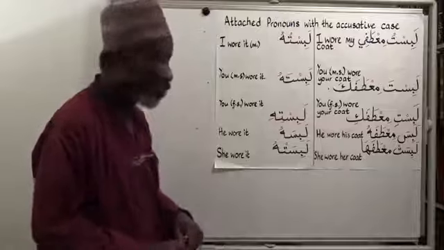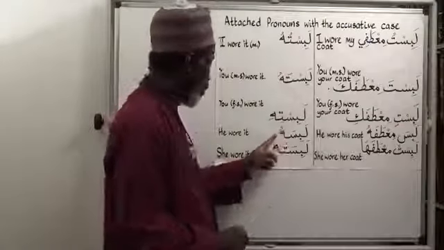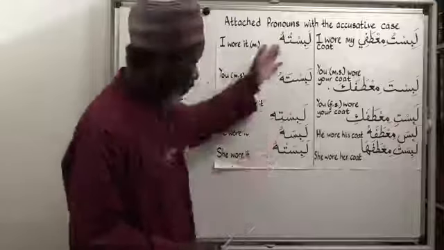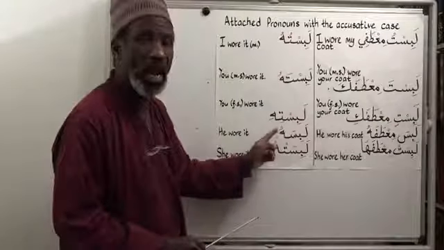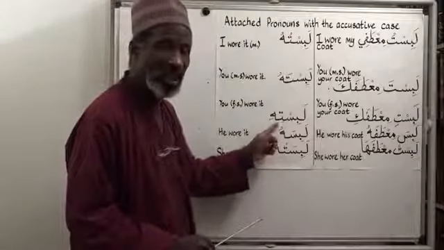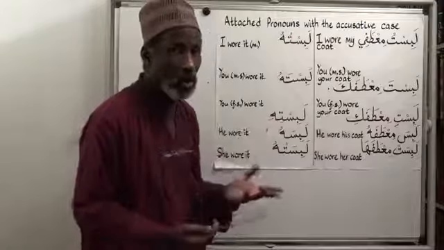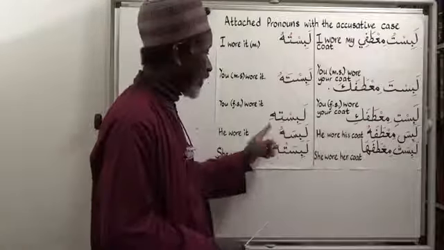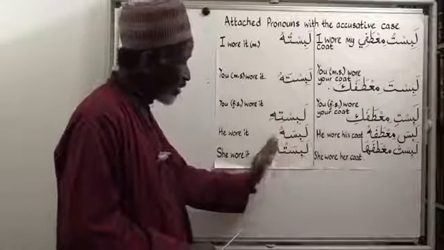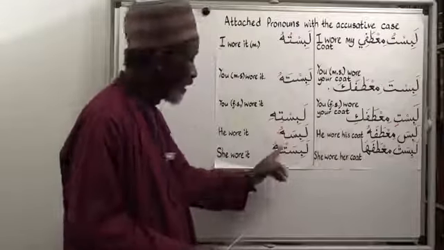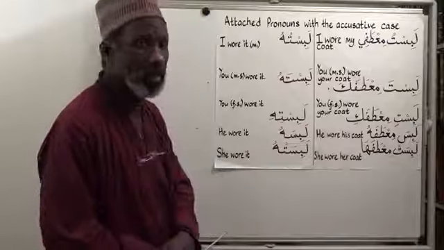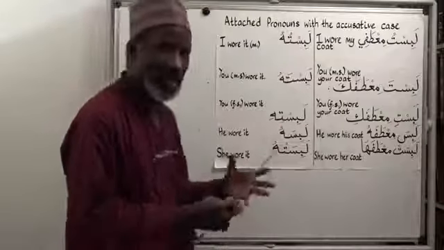I think we did that before. Here, labisahu, he wore it. That's in line with the rules, meaning you don't change the case ending or the vowel on your pronoun. So labisahu. Labisat, that's she wore. Labisat-hu, she wore it. So I thought we would extend that a little bit.